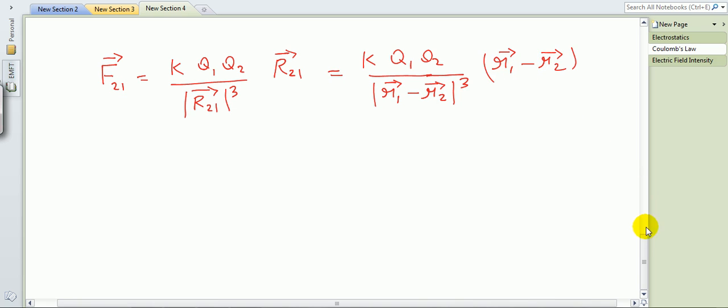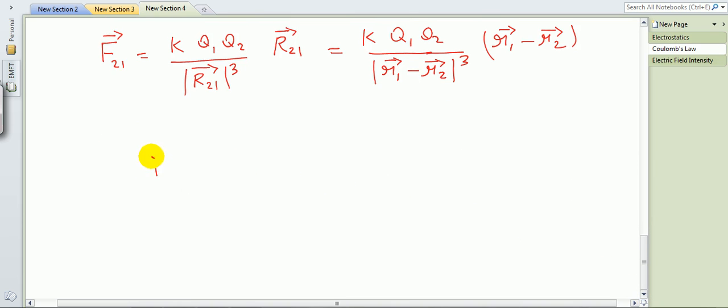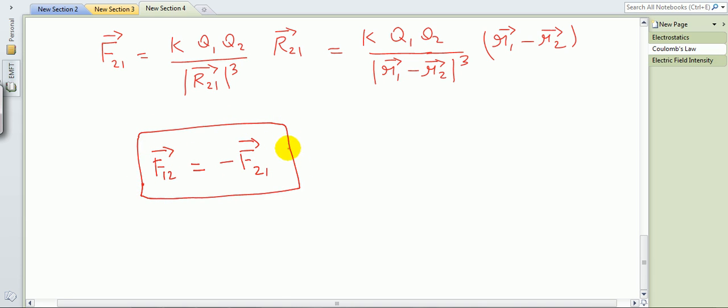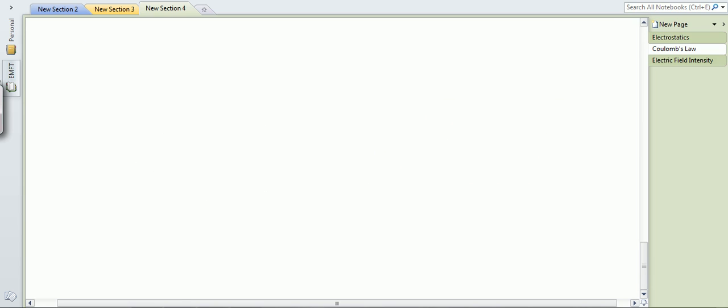So if you see this expression, the r2 minus r1 and r1 minus r2, only this has changed. This magnitude will remain the same, and k q1 q2 is also the same. So you notice that the magnitudes of F12 and F21 are the same. The only difference is their direction is opposite. That is, we can write that F12 is negative of F21, or we can also write it differently, like F21 is negative of F12, because they are in opposite directions. So this is about Coulomb's law and its vector form.